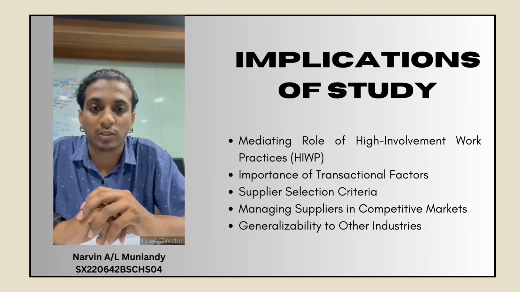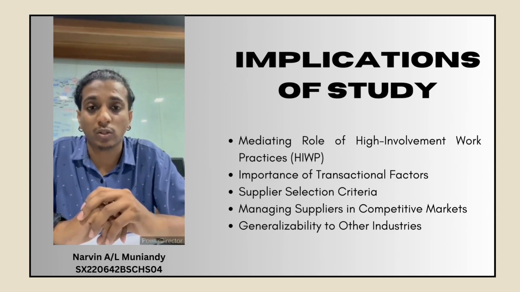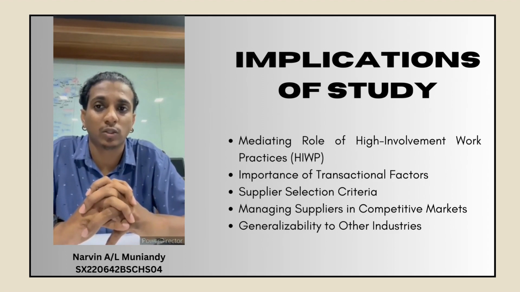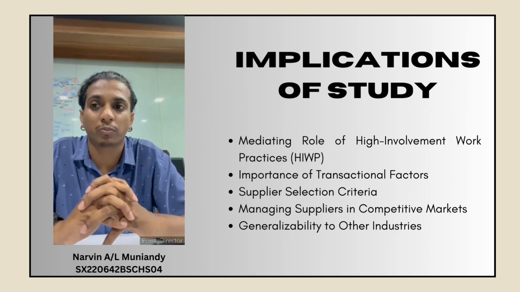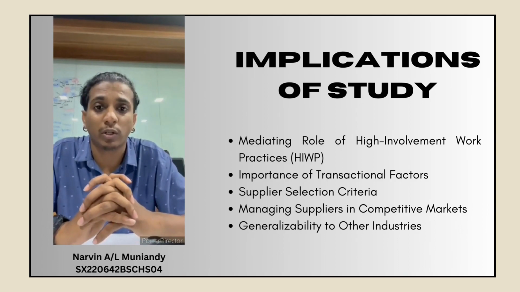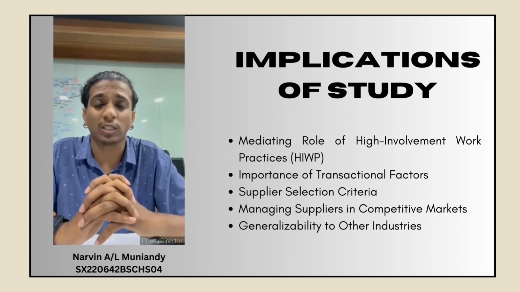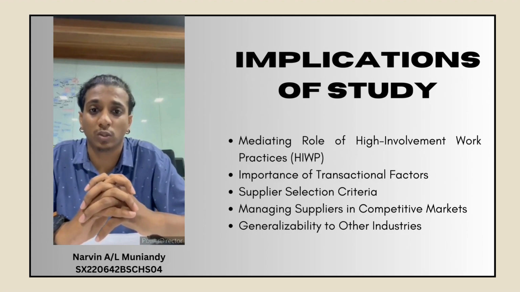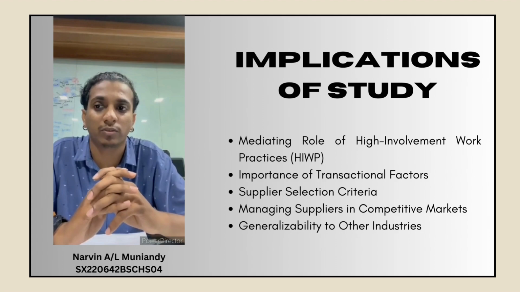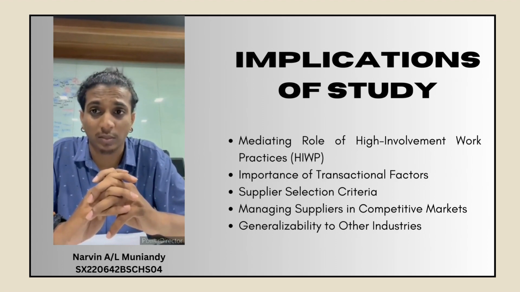The first implication of the study is the mediating role of high involvement work practice. The study conducted a group analysis on the impact of competition intensity on supplier quality performance, and found that high involvement work practice plays a crucial role. Additionally, it was discovered that high involvement work practice partially mediates the effect of competition intensity on supplier flexibility.